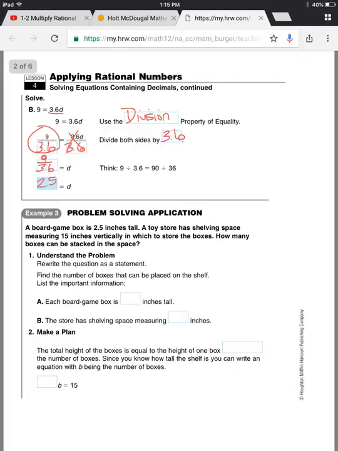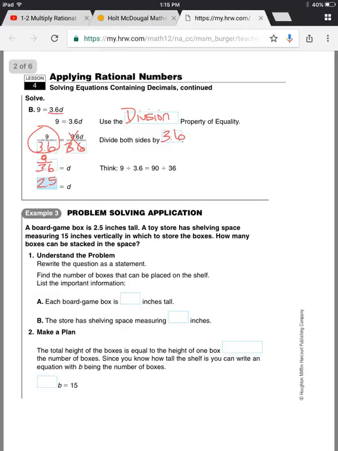A board game box is 2.5 inches tall. A toy store has shelving space measuring 15 inches vertically in which to store the boxes. How many boxes can be stacked in the space? So, understanding the problem, rewrite the question as a statement. Find the number of boxes that can be placed on the shelf.